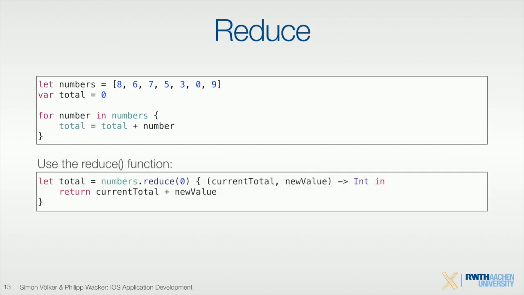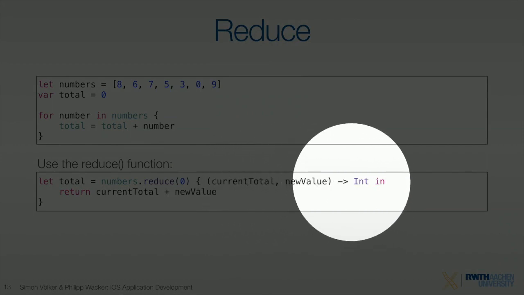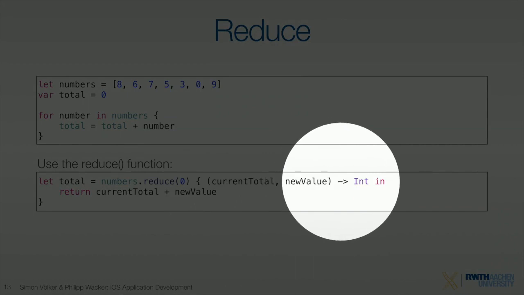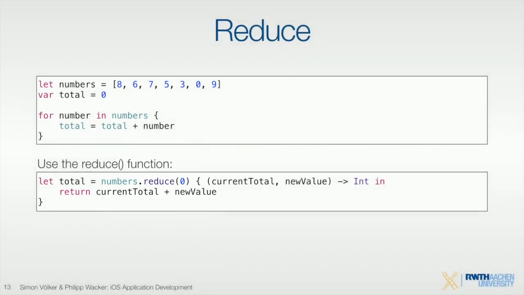Reduce is a function that takes two parameters. One is the starting value, so the initial value, and then a closure that has the current total and the new value. The current total is the result of everything that happened before the value that is now processed, and the new value is the value that should be addressed next. So we have in our closure two parameters, the current total and the new value, and it returns an int if I want to add them up, and I just return the current total plus the new value.